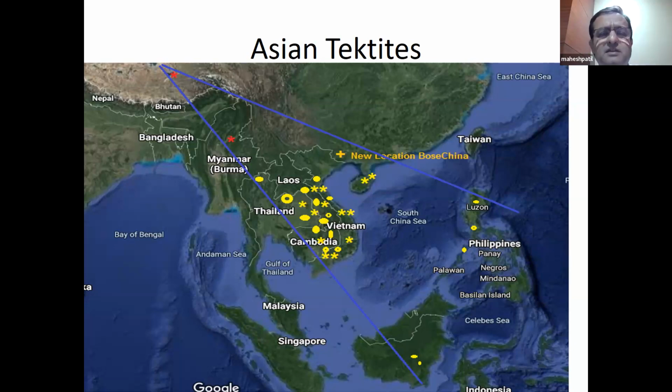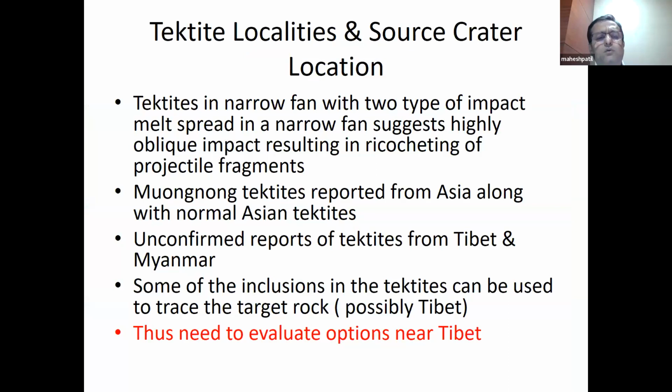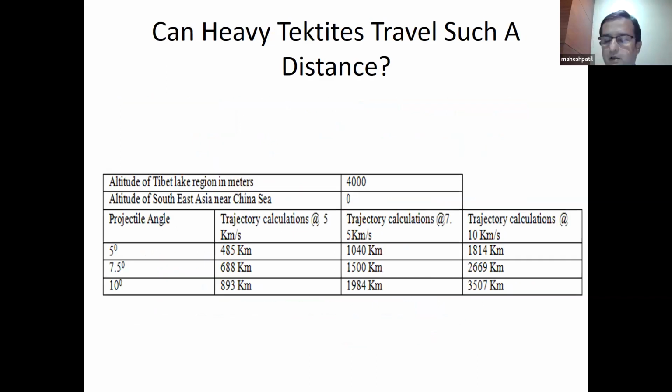Now, generally, basis this assumption, things are not going to work. Obviously, I just described whatever we discussed basis the map. Okay. So one question that may come before we go to other substantiating evidences: can a heavy tektite travel such a large distance?